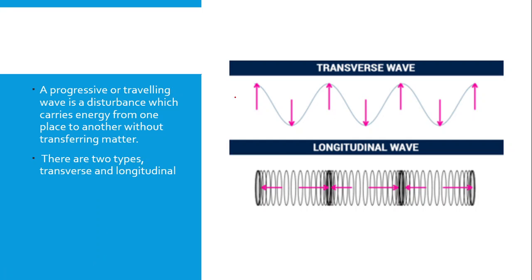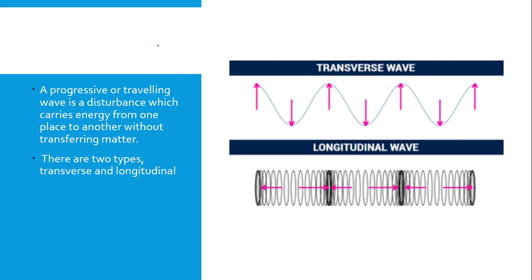The progressive or traveling wave is a disturbance which carries energy from one place to another without transferring matter. There are two types, transverse and longitudinal. Now we will be further discussing what transverse waves are, some examples of transverse waves in our lives, and how we can create or demonstrate them using our hand. But why exactly are transverse waves different from longitudinal waves?